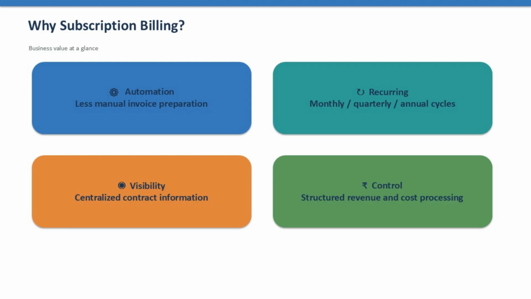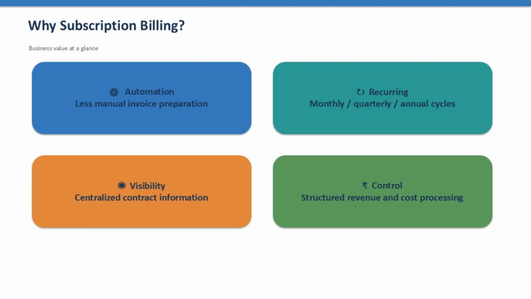Visibility. There is one contract which we create for the services or items which we sold on subscription. And basically we can see when we started the contract, what the next billing date is, what the billing rhythm is, what the subscription end date is. All that information we can see in a single place, that is called the subscription contract. And then control. Of course, if we have a single contract for everything, then it helps us simplify the invoice processing and the cost processing if we are doing it for vendors.